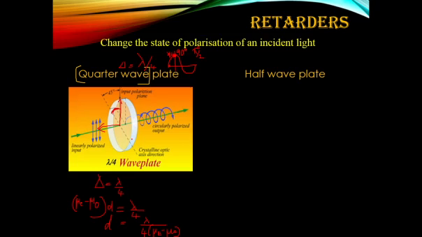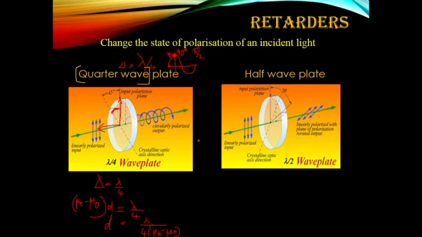Then you will get elliptically polarized light. So here you can see that a plane polarized light is converted into a circularly or elliptically polarized light by just passing it through a material which has suitable thickness.